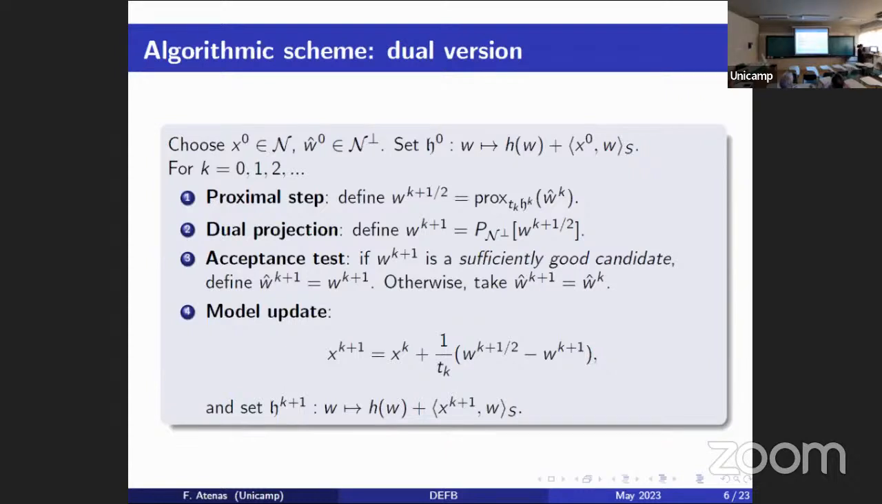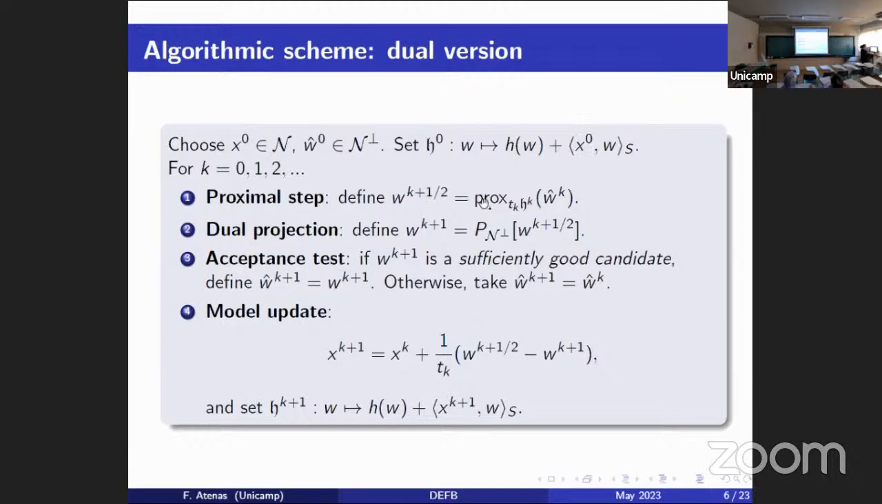In the dual version, we again start from two feasible points, one in the primal space and one in the dual space, and we define our model here. I drop the index and the orthogonal of n just to make it simpler. Our model is the original objective function h plus a linear approximation. I forgot to mention that this s means we're using an inner product that has weights, using the probabilities. So we approximate the indicator with a linear term.